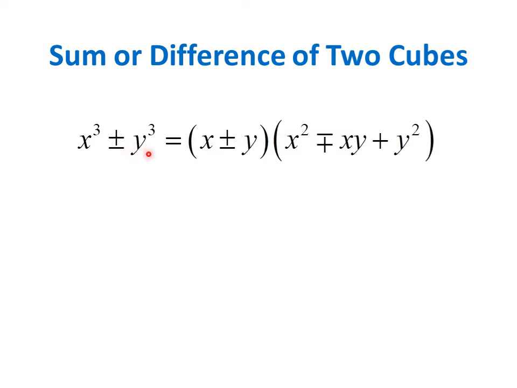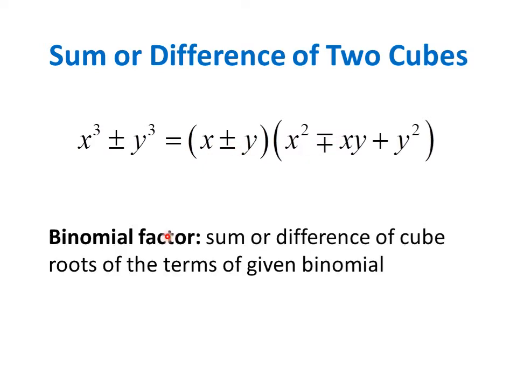The factors of the sum or difference of two cubes consist of a binomial factor and a trinomial factor. The binomial factor is simply the sum or difference of the cube roots of the terms in the given binomial, such that this x here is the cube root of x cubed, and y here is the cube root of y cubed. Whatever the operation in the given binomial is, that is the operation in the binomial factor.